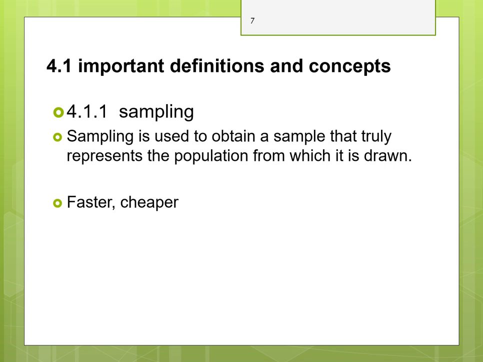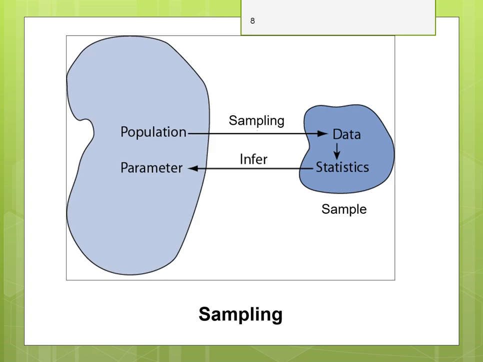So compared to the census, sampling will be faster and cheaper. So sampling is used extensively today for many reasons. For example, it's faster and cheaper. So here we have a picture to explain the meaning of sampling.